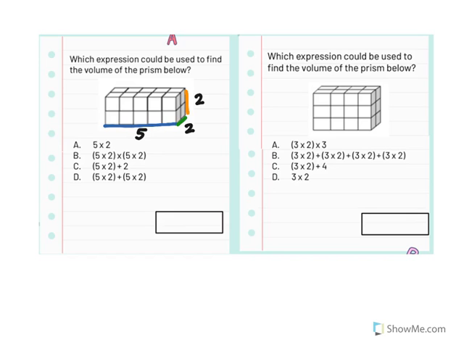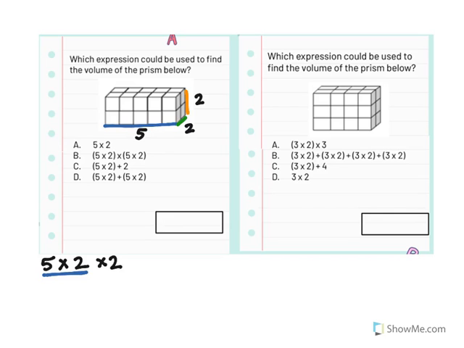I know I could solve this by taking 5 times 2 times 2. But that's not one of the expressions they give us. So I want to find an equivalent expression. I can see in each answer choice, they're using some form of 5 times 2 and doing something with it. So I'm going to use those two numbers in my expression to think this through.